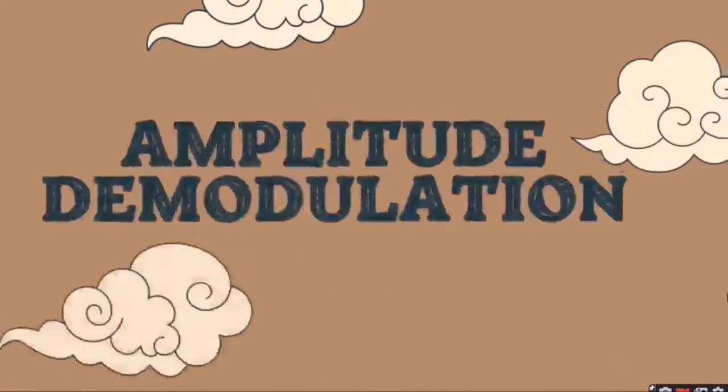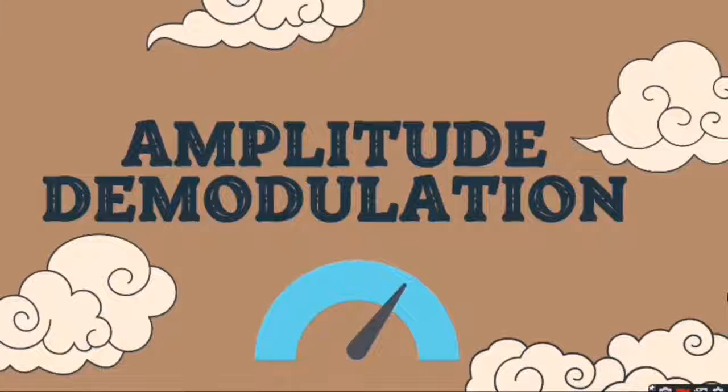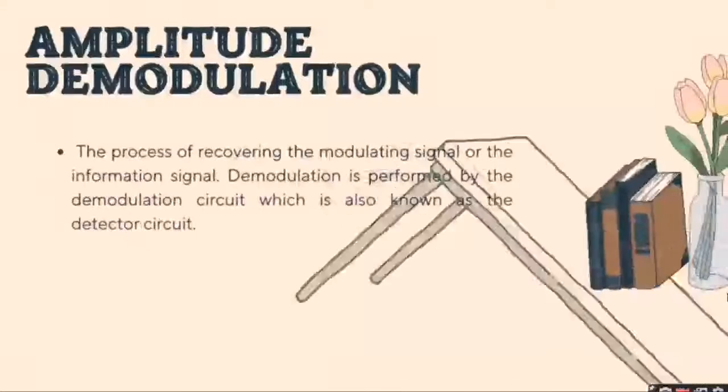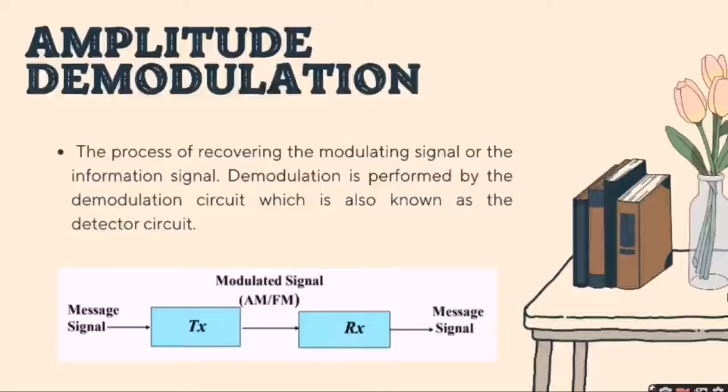Next, I will explain to you about amplitude demodulation. Amplitude demodulation is the process of recovering the modulating signal or the information signal. Demodulation is performed by the demodulation circuit, which is also known as the detector circuit. This figure shows the block diagram for amplitude demodulation.